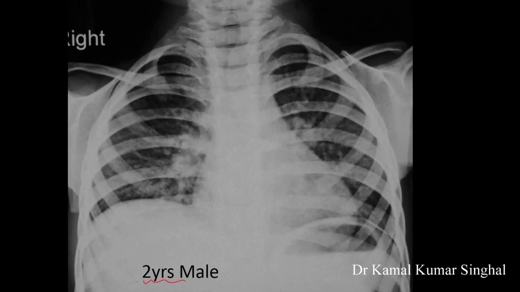Now this is a radiograph of a 2-year-old male child. Can you see any lymph node over here? So in this particular film, you can see some shadow on the right hilar region. Other than that, to comment on lymph nodes is difficult. But then we will have to look for corroborative evidence.